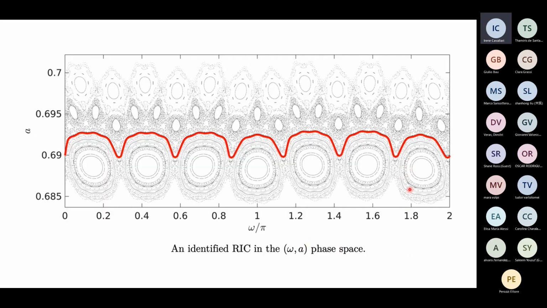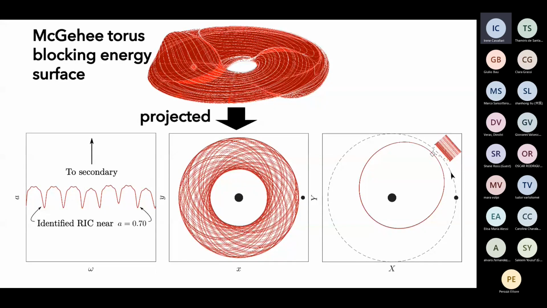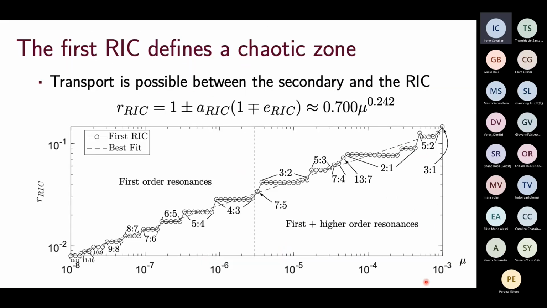Here's another one that was found in red, an identified RIC in the phase space. And like I said, these correspond to a torus up in the energy surface that actually blocks motion on the energy surface. You project it into the rotating frame position space, you get this middle figure, and in inertial space, it looks like the figure on the right. So it's just one particular orbit that's a resonance that blocks the phase space, blocks the energy surface, I should say. If we calculate where this first RIC is, we can do this for many values of mu. So this is looking at the first RIC, but what we're computing is the close approach of this RIC to the secondary.